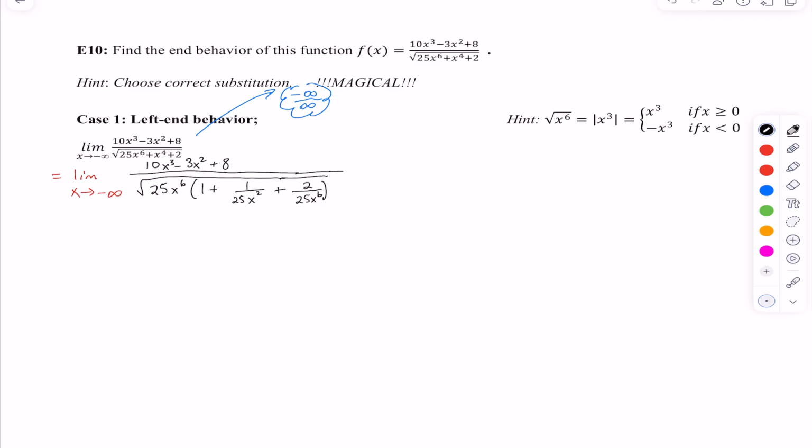And now you got to pay very, very close attention to this domain. As x values are approaching negative infinity, what would happen to the square root of x to the 6th? What would happen to the square root of x to the 6th if your x values are approaching negative infinity? In fact, it would be that. Okay, so that is our substitution. We're going to realize it's this, and we're going to substitute with that. So here we go. Let's do our magic.